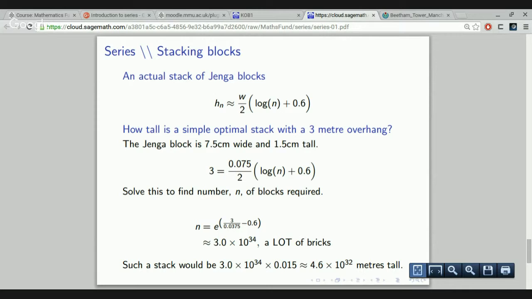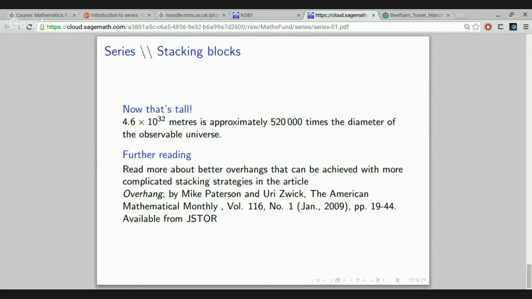Well, each of these is 1.5 centimeters tall. So if there's 3.0 times 10 to the 34 of them, multiplied by the height of one of them, which is 0.015 meters, you get this distance here, 4.6 times 10 to the 32 meters tall. So it's 4 followed by 32 zeros meters tall. That's how high the tower would be to get the overhang over to here. Of course, that's an extremely long distance. By some measure, it's approximately 520,000 times the diameter of the observable universe. So that's how tall the tower would have to be.